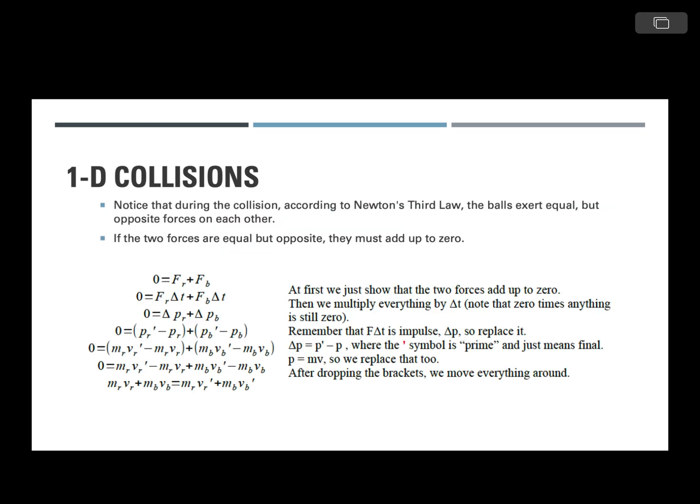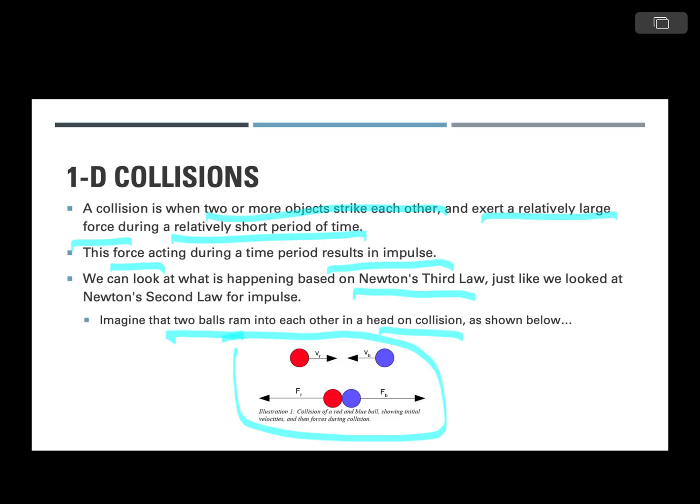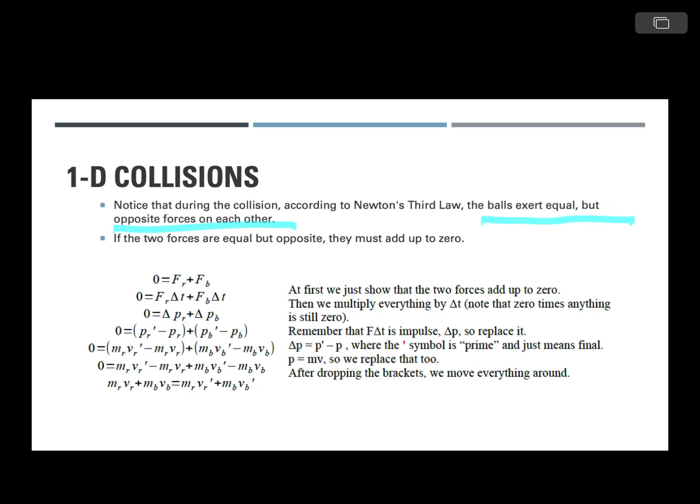Now, the balls will exert equal but opposite forces on each other, the way that this was set up. If you go back and take a look, you will see that, assuming their speeds and masses are the same, the force applied back will be equal. Sorry, no matter what, the force applied back should be equal. So if the two forces are equal but opposite, they must add up to 0, as shown over here.